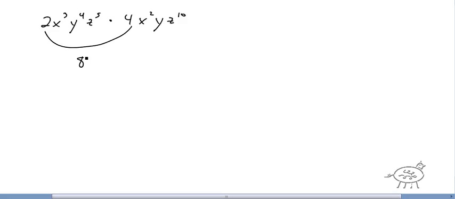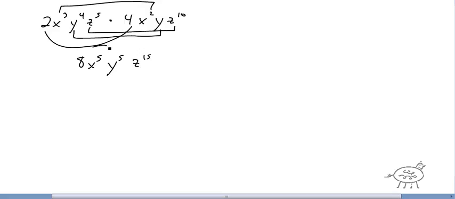And let's do a few more examples. Of course, if I have multiple variables, let's say I have 2x to the 3rd, y to the 4th, z to the 5th, times 4x squared, y, z to the 10th. Right? The numbers get multiplied together. So that's 8. And then you look at the same letter. So it's x to the 3rd, x squared. So it's going to be x to the 5th. And then we have y to the 4th and y, so that's y to the 5th. And we have z to the 5th and z to the 10th, so it's z to the 15th power. And that's your answer for that problem.